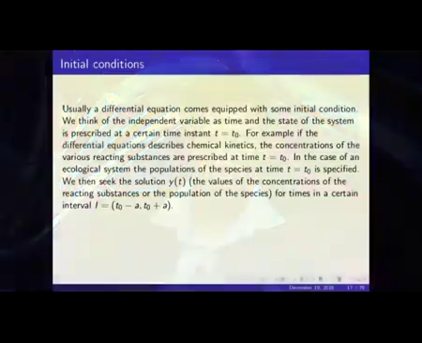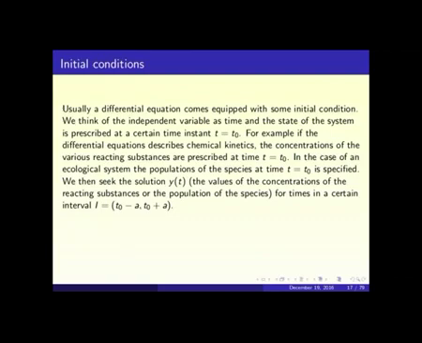Or, if the study is of an electrical circuit, the current at time t equal to t naught may be specified. So you need data at time t equal to t naught; that is, the solution you are trying to find should be prescribed at at least one particular point of time. In other words, you are given the value of the solution y of t at time t equal to t naught. And you look for the solution in an interval from t naught minus a to t naught plus a.